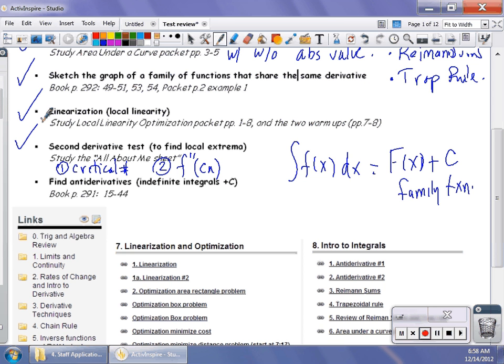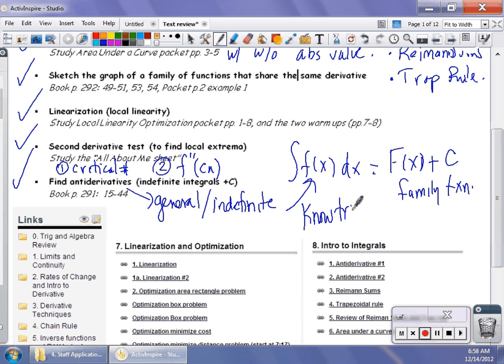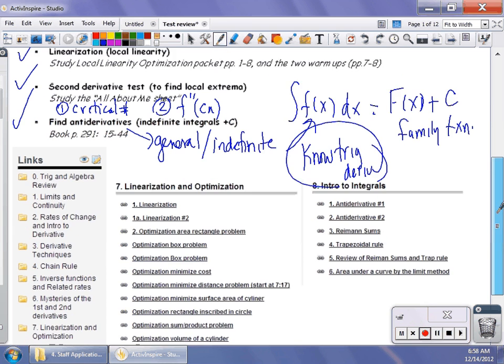And then finally, finding antiderivatives, and these are general or indefinite integrals, which is this type right here. And I will warn you to make sure that you go back and you make sure that you know the trig derivatives and integrals. You've got to know those trig ones very, very well. My suggestion would be, once you get on the test, is to go ahead and write them down.